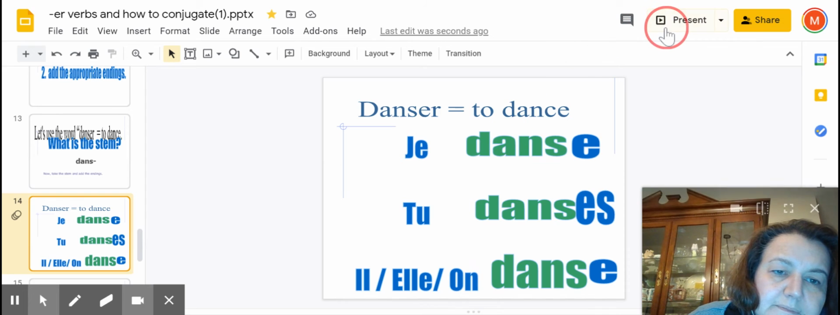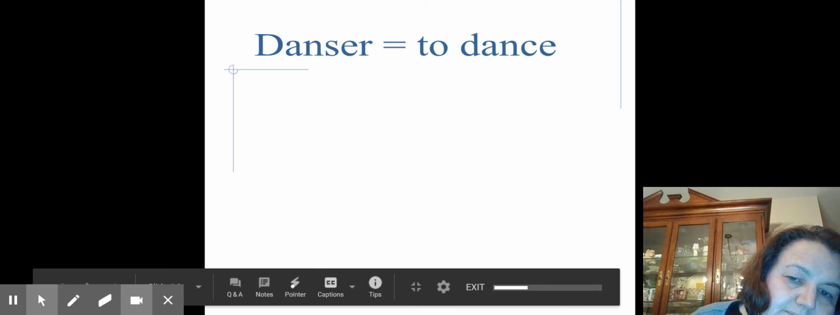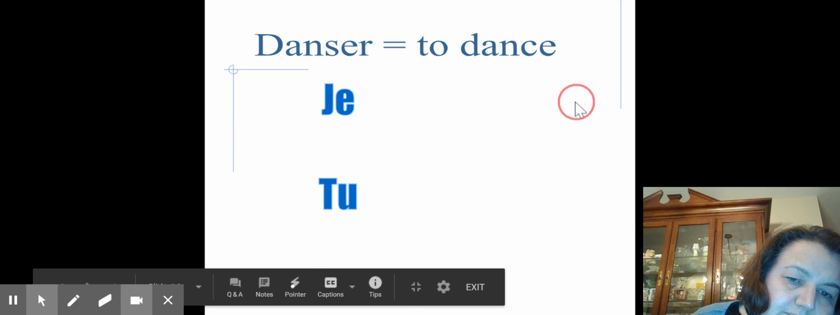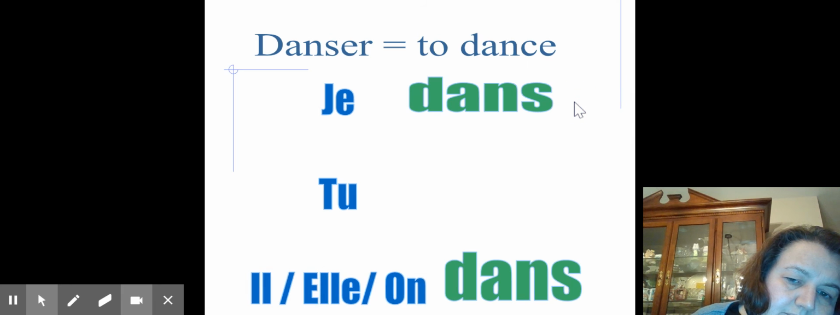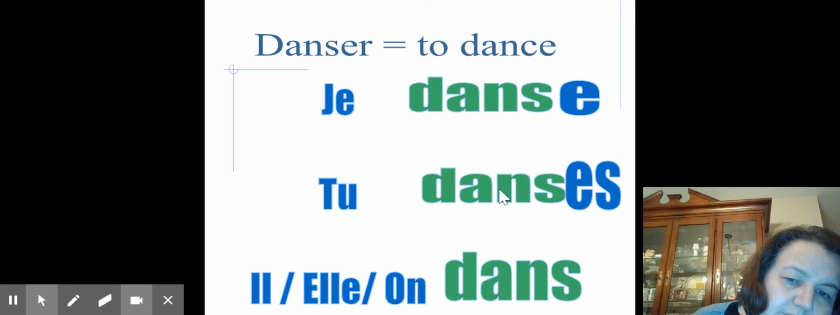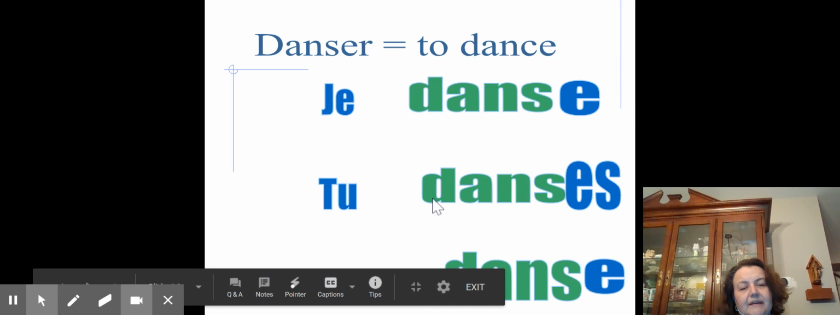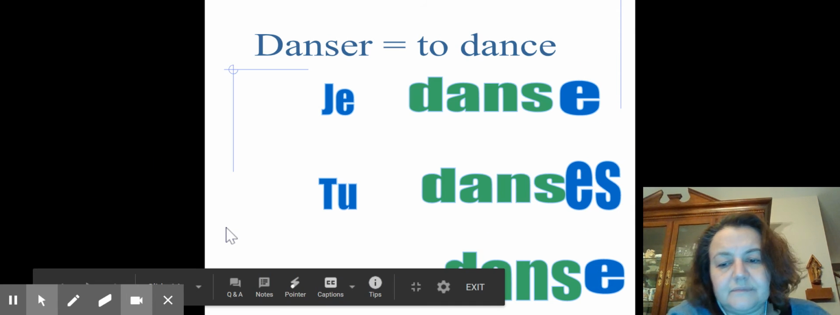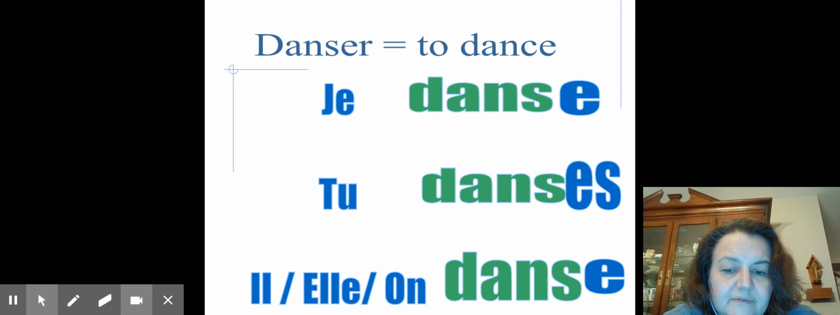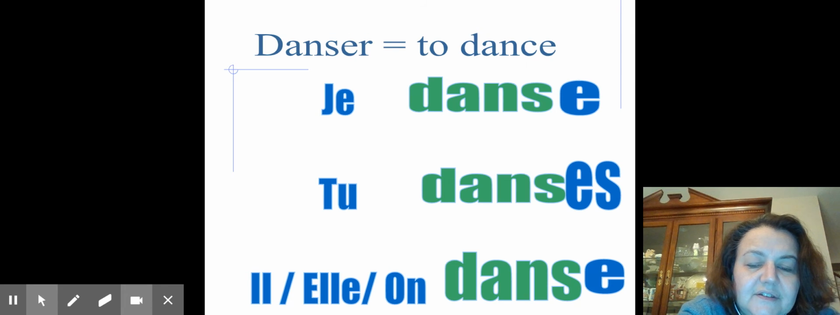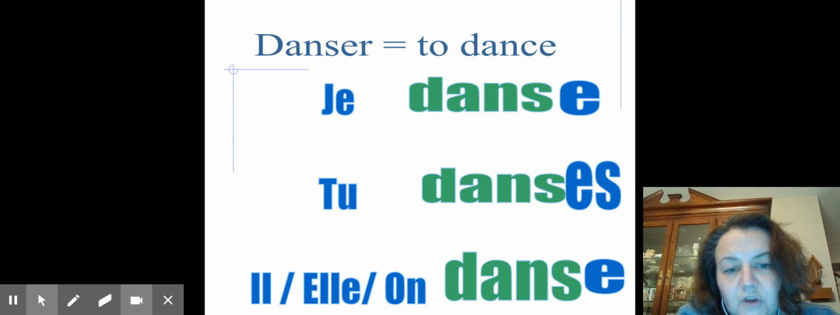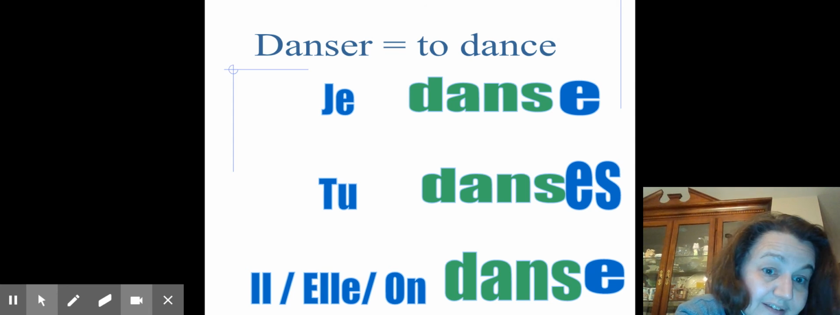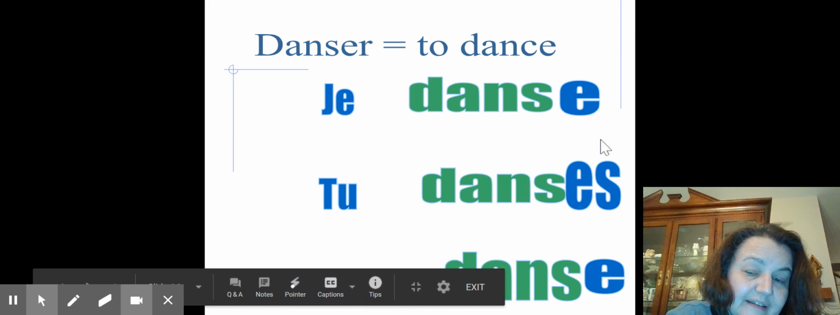So what I will do is I will have this. So, je danse, tu danses, il danse, elle danse, on danse. So as you can see, these three words sound the same, even though there is an es on the end of the tu form of the verb.